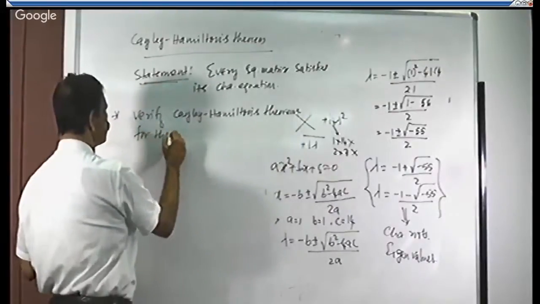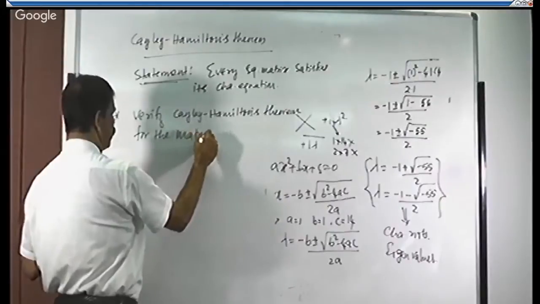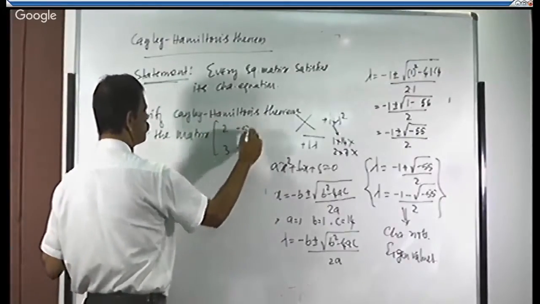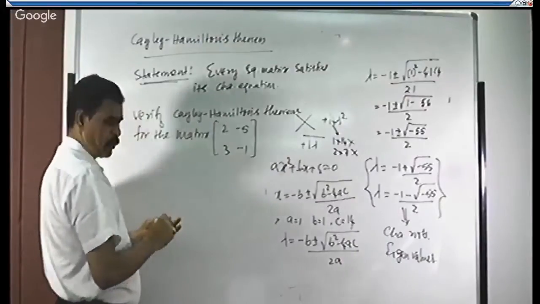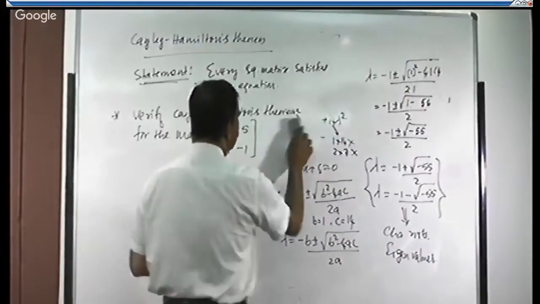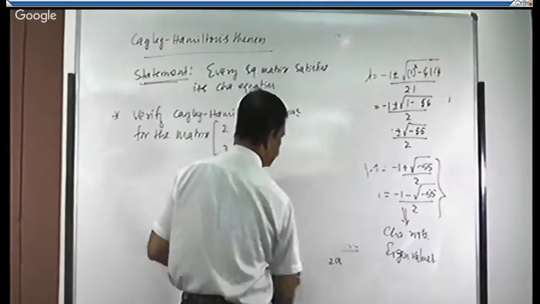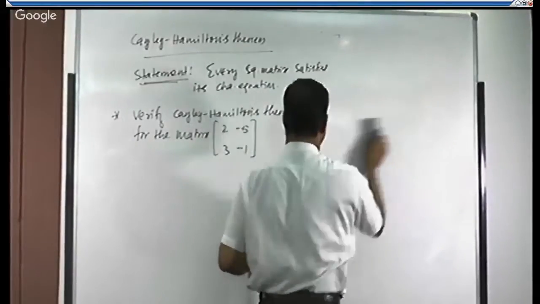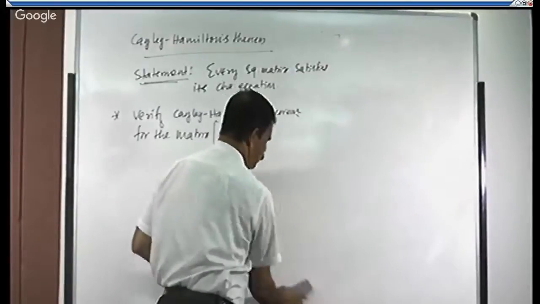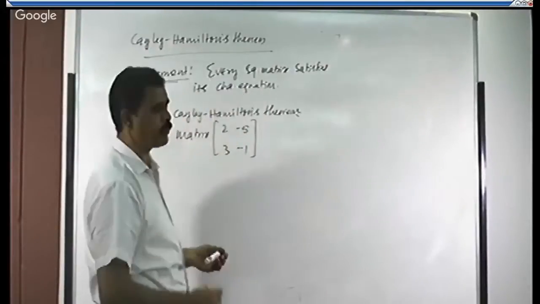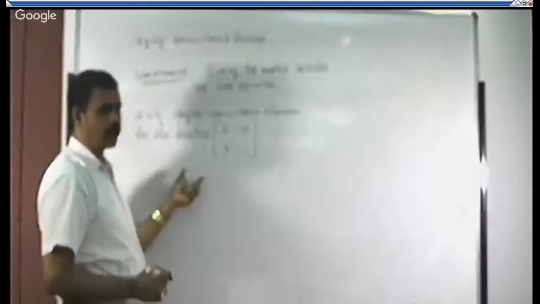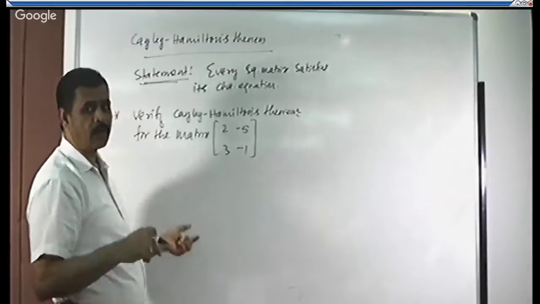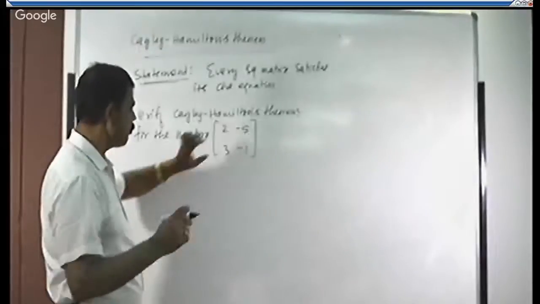for the matrix. They may give any matrix of 2 cross 2. The procedure to verify the Cayley-Hamilton theorem is, first we need to write its characteristic equation, the standard form of characteristic equation, and we have to obtain the characteristic equation in lambda. To verify the theorem, we should replace that lambda by the given matrix.